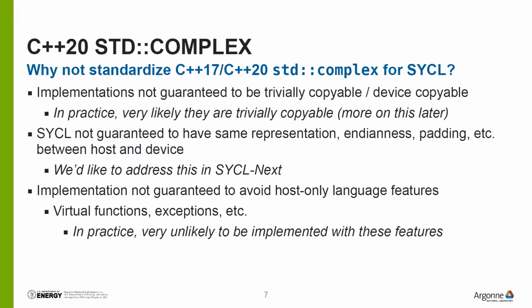Well, in C++17 and 20, implementations were not guaranteed to be trivially copyable. There was nothing that said that. It kind of implied it, but it never really said that in the standard. In practice, they all are. We need trivial copyability because we memcpy things between the host and the device. And SYCL itself doesn't really guarantee things have the same representation, endianness, or padding between host and device.